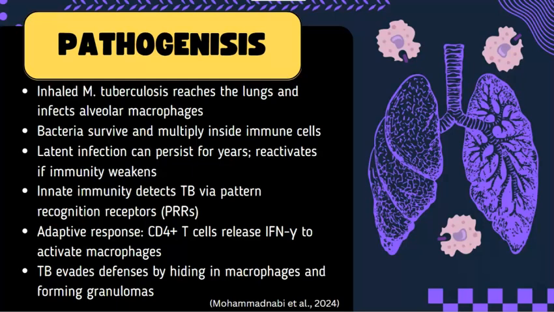The immune system fights back with both innate and adaptive responses. Macrophages and dendritic cells recognize the bacteria and trigger inflammation. And then later, helper T cells and interferon gamma help activate macrophages to contain the infection. But M. tuberculosis is sneaky. It can hide inside of macrophages and promote granuloma formation. And granulomas, that's a hard word for me, help keep the infection contained, but they also provide a place for the bacteria to hide.